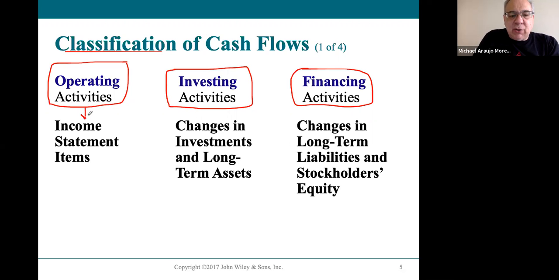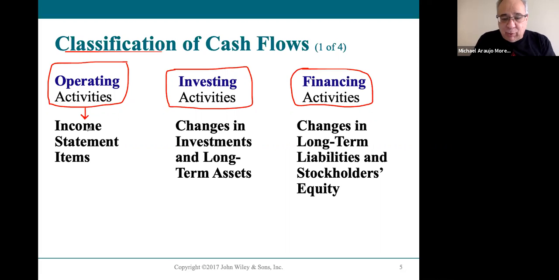Operating activities tend to revolve around the income statement items, specifically revenues and expenses. Because when you have revenues, your cash is coming in. When you sell goods and sell services, you're collecting cash from customers. And that's the main way businesses collect cash on a regular basis. But on the other side of the income statement, you have expenses, and you have to pay cash, right? You need cash to pay your expenses.